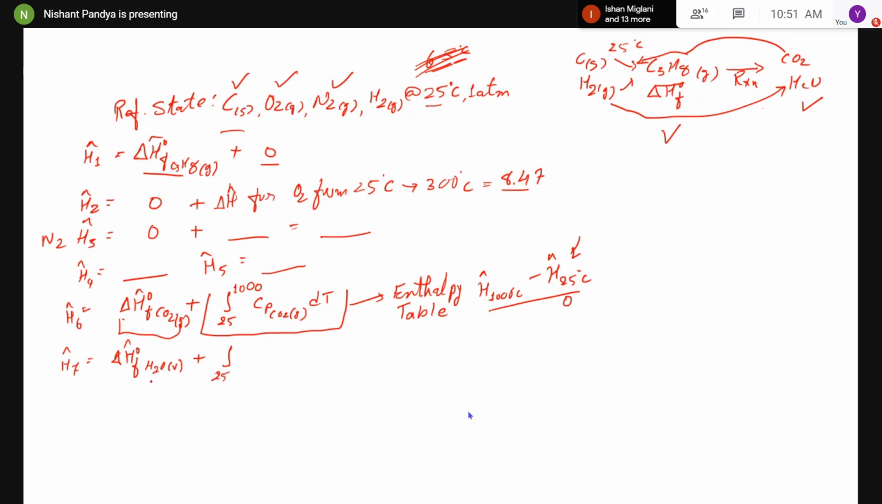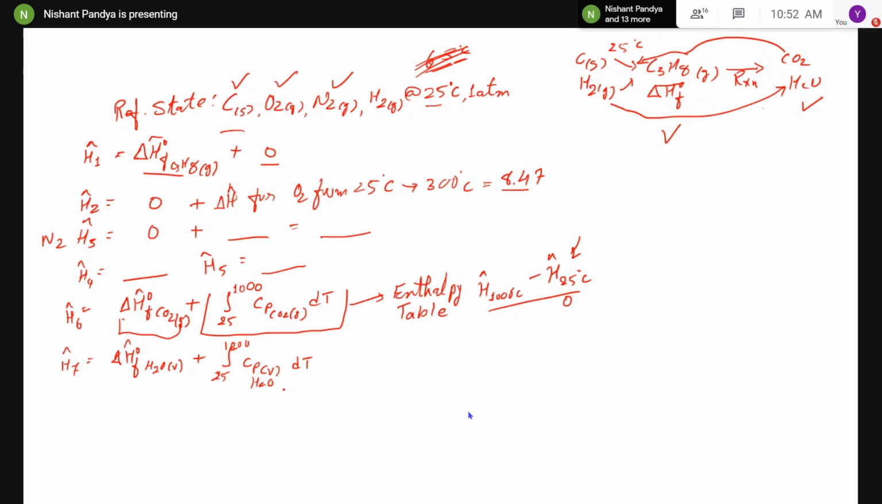So this is hypothetical data. This is not the actual one. So this is the standard condition. So we have 25 degrees Celsius, now H2O vapor, 2000 degrees Celsius, Cp vapor of water dT. So this is the only part that is difficult. Steam table, if you refer, you will not have steam enthalpy. Water vapor enthalpy at 1000 degrees Celsius is not easy to get. You will not have it anywhere in the table because it is a very high temperature.